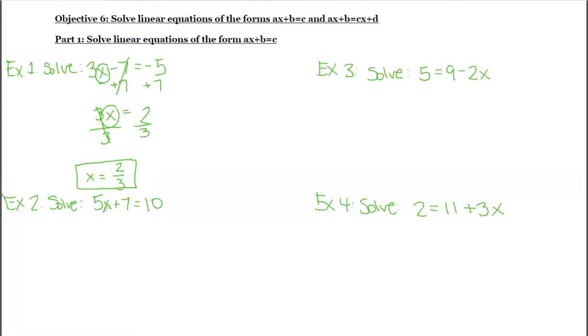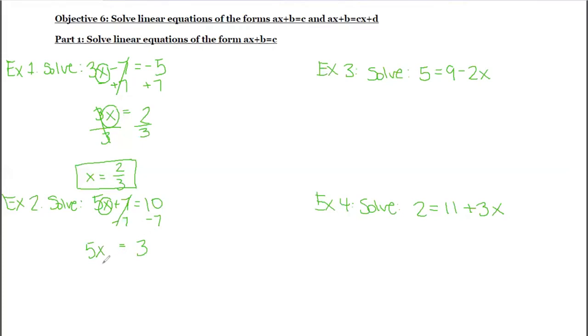For example 2, we have 5x plus 7 equals 10, and we are told to solve. So we want the x by itself. We first need to tackle this plus 7 and make it a minus 7 on both sides. Plus 7 and minus 7 is 0. So we're going to rewrite our equation with what we have left: 5x equals 10 minus 7, which is 3.